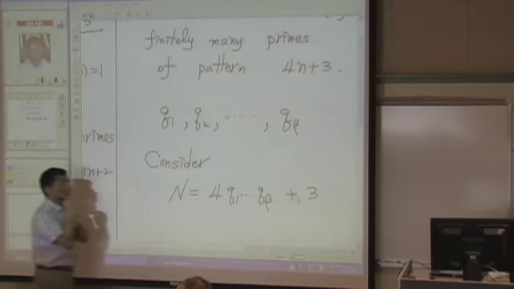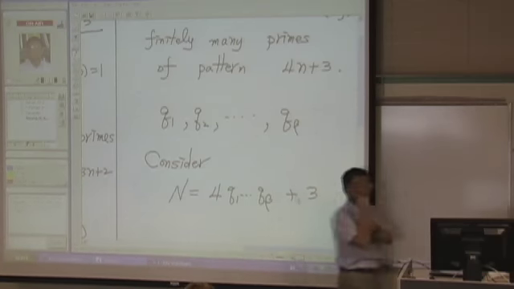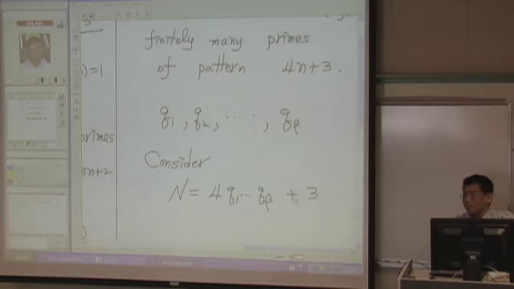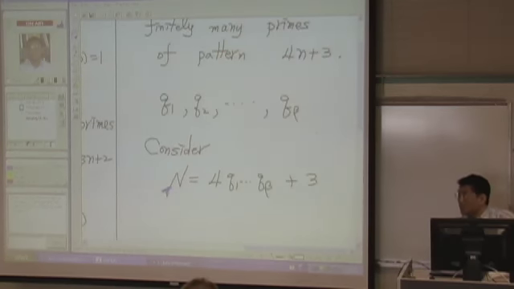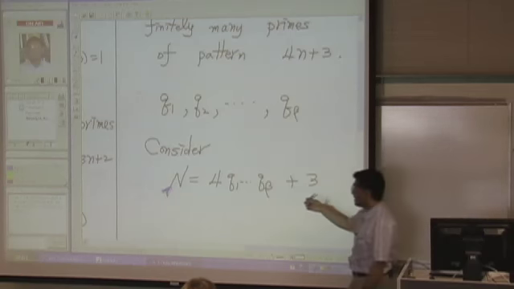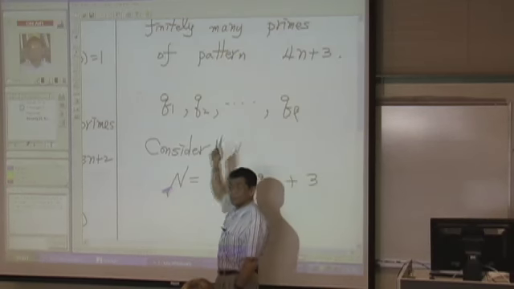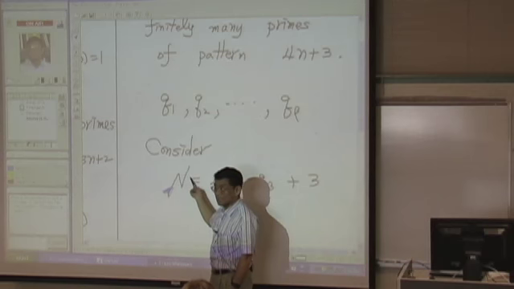This should not be prime. Why? Because if this is prime, then we violate our assumption. We said there are only finitely many primes, say Q1 through Q beta. These are all the possible primes, right? But if we assume that this capital N is prime, then it violates our assumption. Do you follow me? So it cannot be.